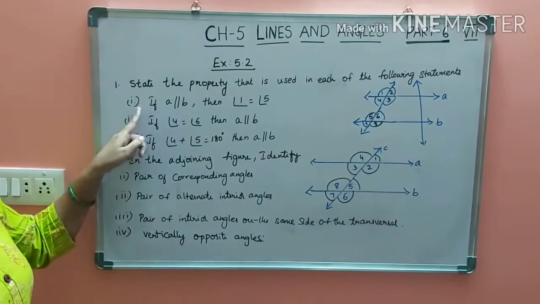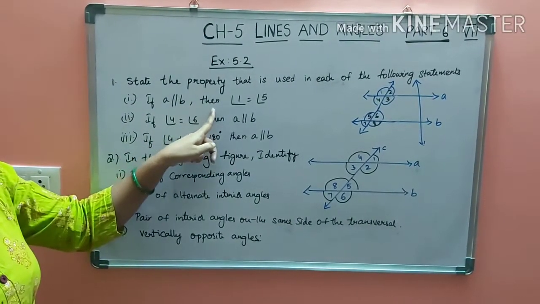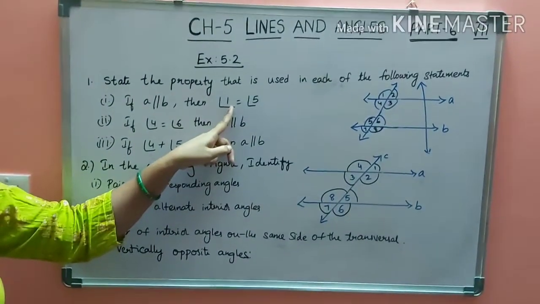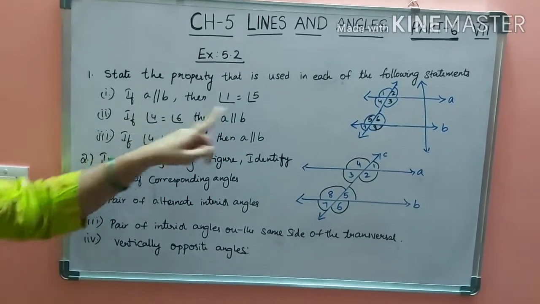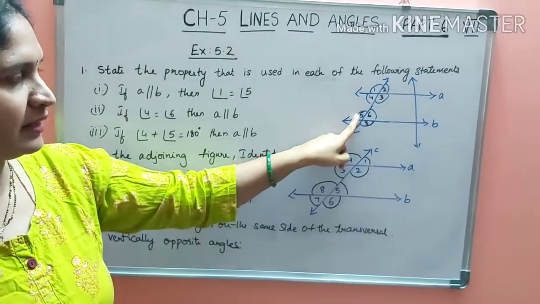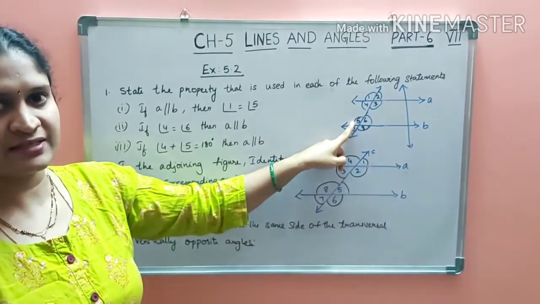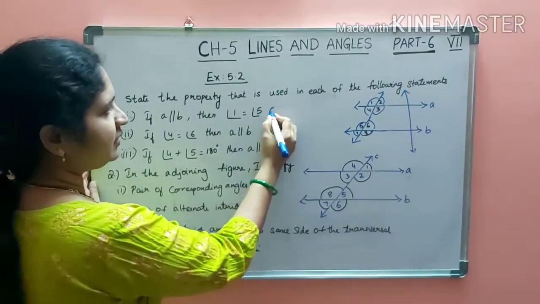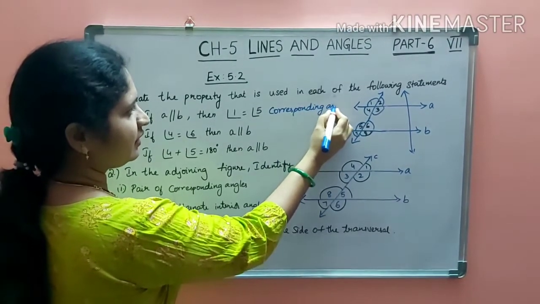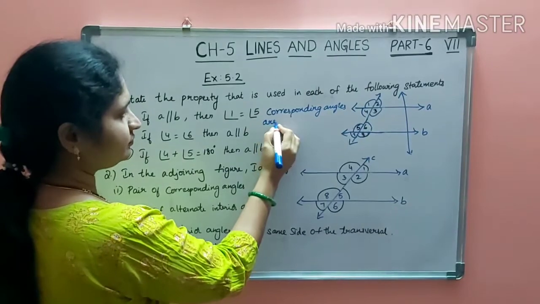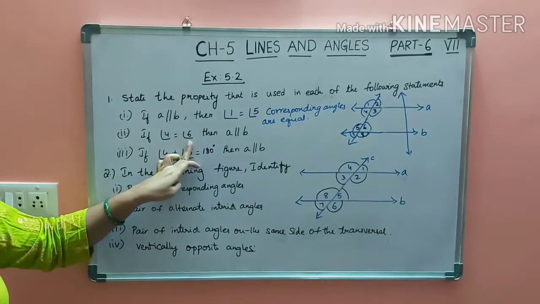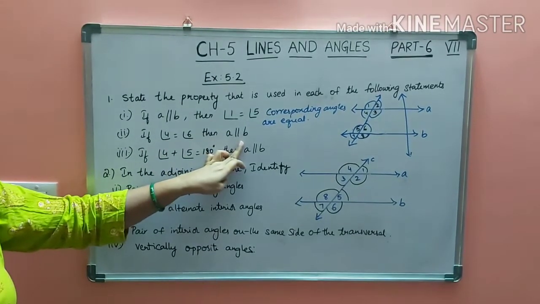Coming to first bit, if A is parallel to B, then angle 1 is equal to angle 5. They have given this one and they are asking you to write what is the property used here. A is parallel to B, angle 1 is equal to angle 5. What are these angles, children? They are corresponding angles. So, corresponding angles are equal. What property are we using here? Corresponding angles are equal.